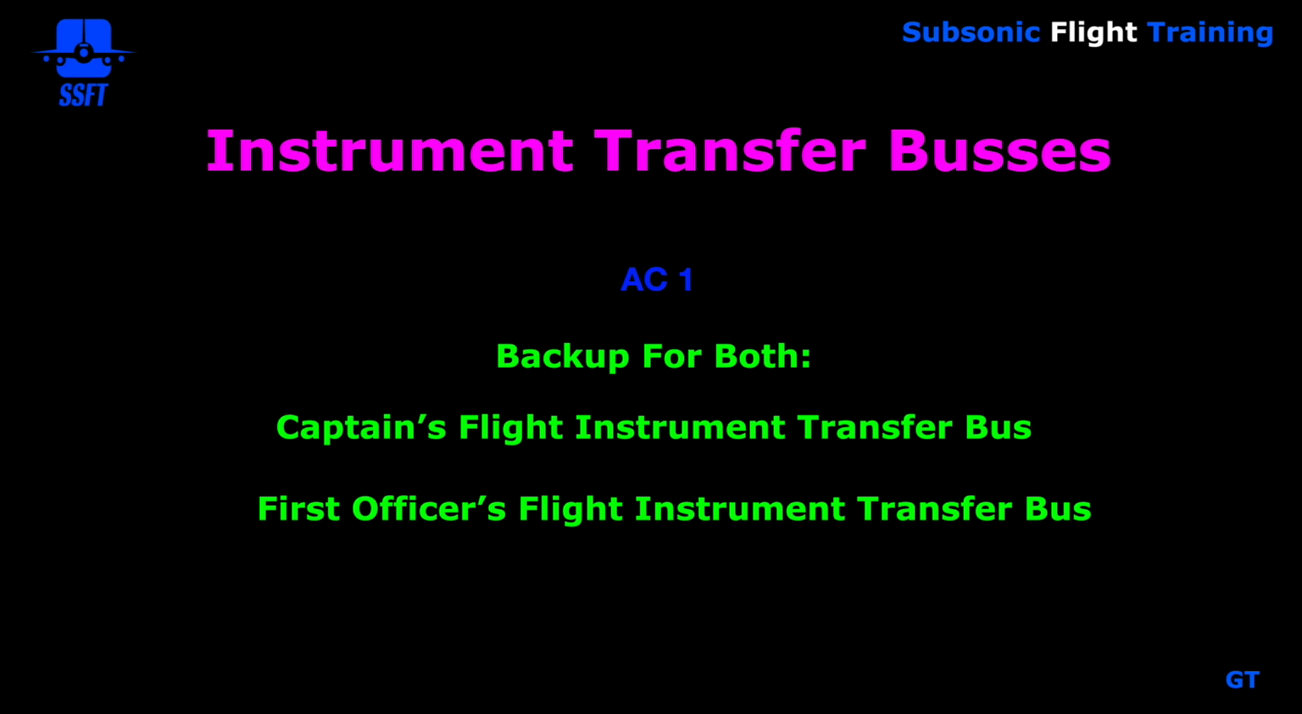So if AC 3 were to fail, the captain's flight instrument transfer bus would automatically switch to AC 1. And if the first officer's flight instrument transfer bus, which is powered by AC 2, were to fail, then again, that would also be transferred to AC 1. Both of them could be transferred to AC 1 at the same time.